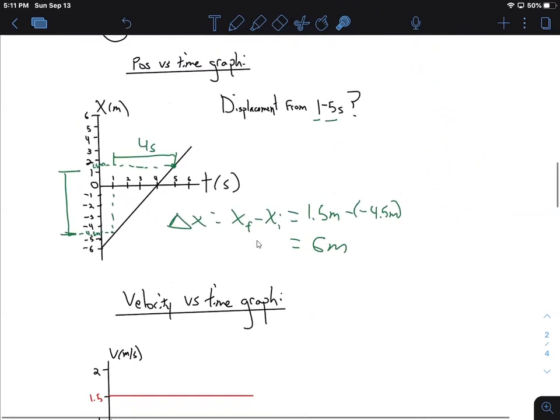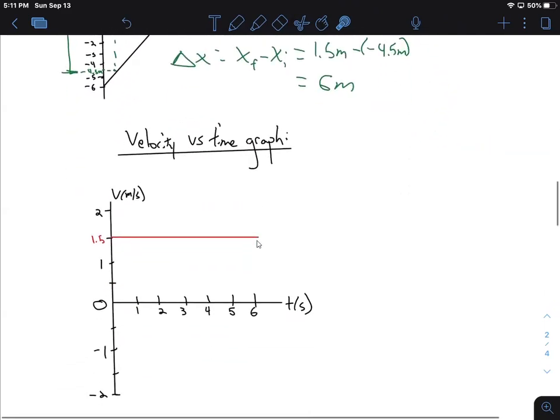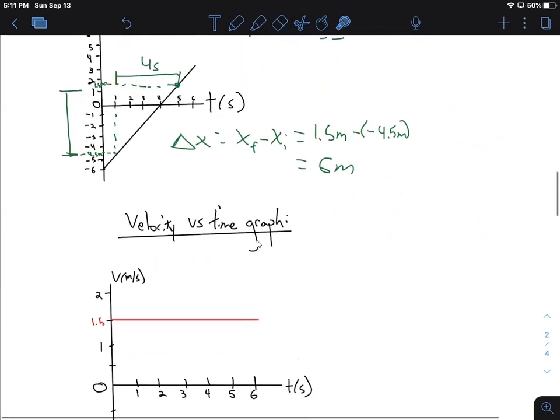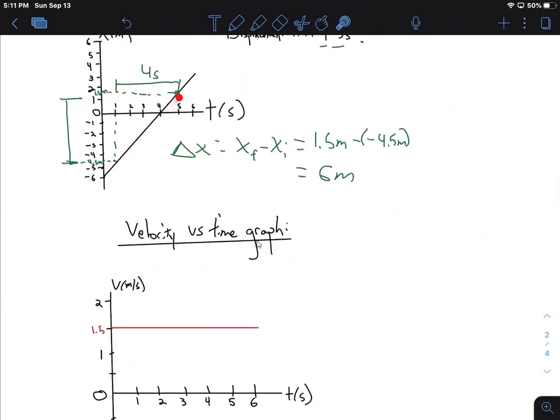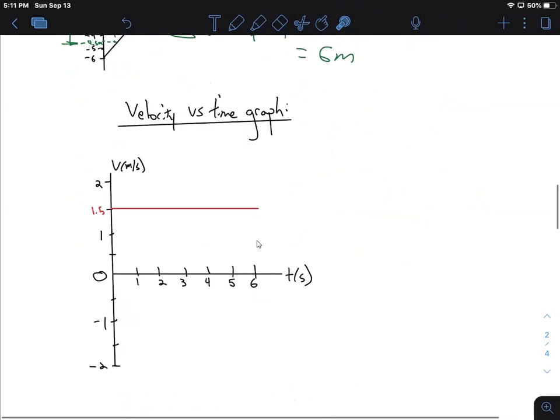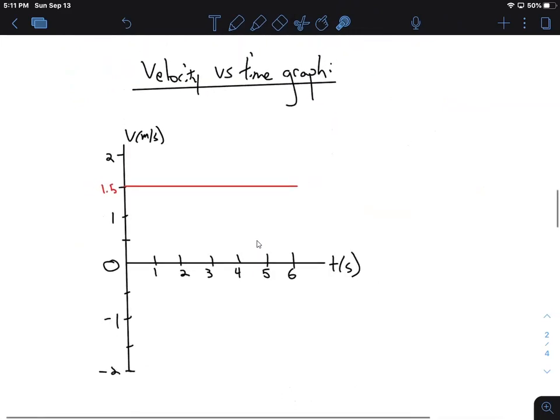So here I have below it the velocity graph for this motion, where 1.5 meters per second is the slope of my position over time graph. And here's the real nice thing about the velocity versus time graph. It does not tell me where the object is. I can't look at this graph and know where this object started or where it ended up. What I can use this graph to do, however, is find the displacement.